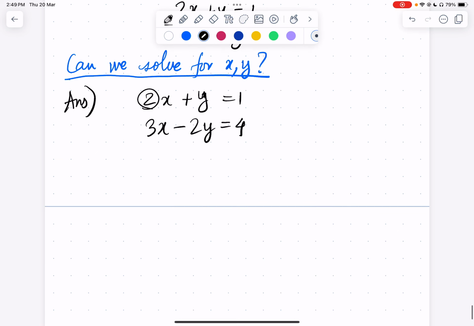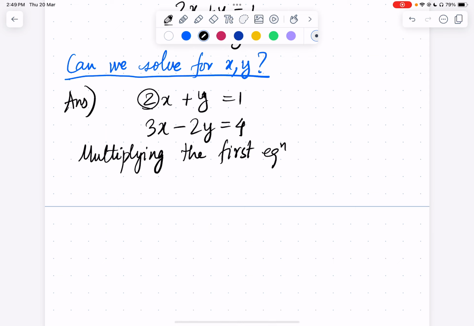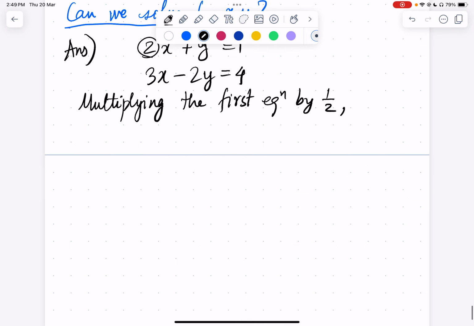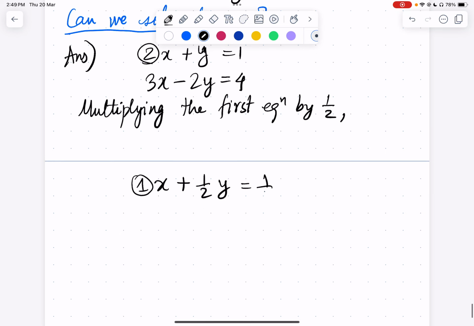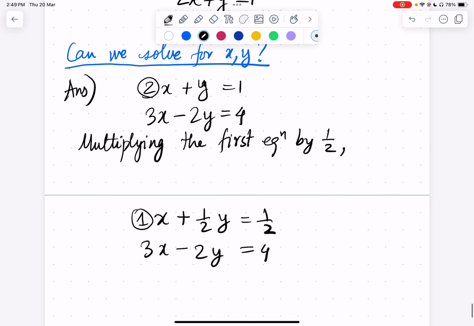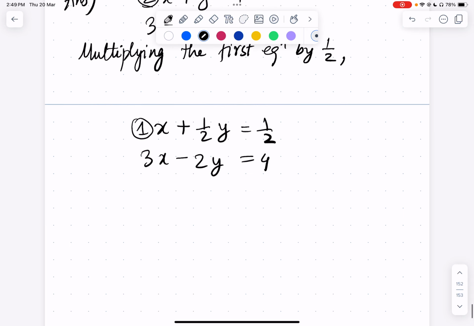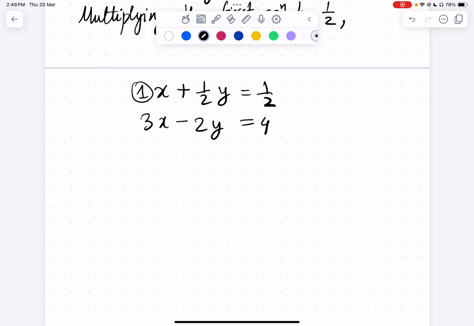So multiplying the first equation by half, we get x plus half y, so it becomes 1x plus half y equals 1 by 2 and 3x minus 2y equals 4. So we multiplied the first equation by half so that the coefficient of x in the first equation becomes 1. So now that the coefficient of x in the first equation is 1, we'll use this 1.